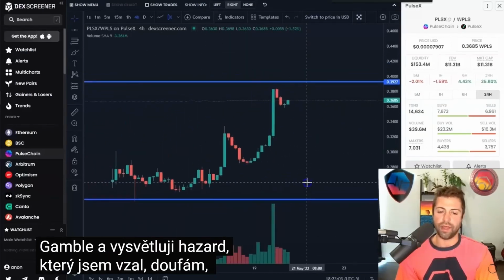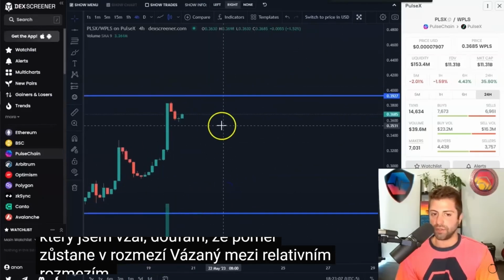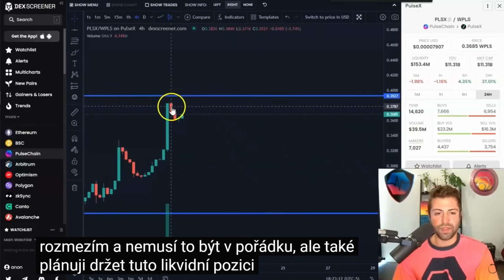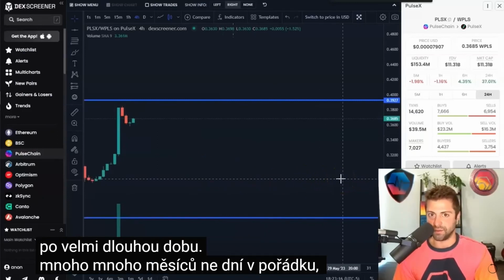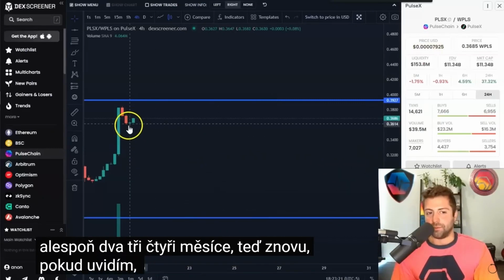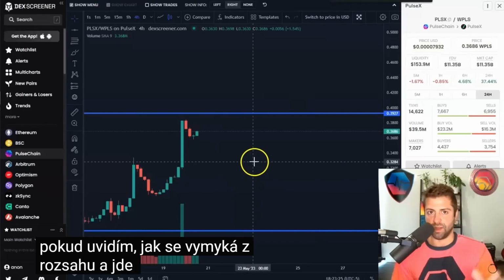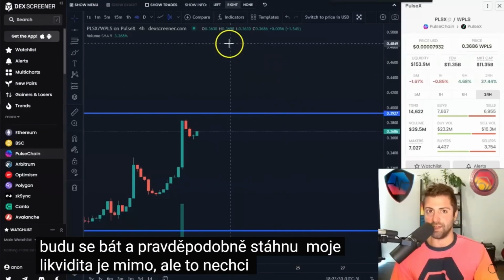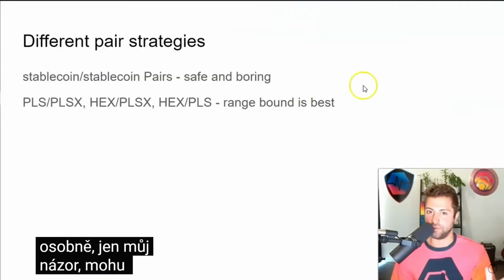I'm hoping that the ratio stays range bound in between a relative range, and it might not, okay? But I also plan on holding this liquidity position for a pretty long time, for a matter of many, many months, not days, okay? Hopefully at least 2, 3, 4 months. Now again, if I see the price really running away from me, if I see it breaking out of a range and going extremely high, then I'll get scared and I'll probably pull my liquidity out. But I don't want to see that, and I don't think that's really going to happen, personally. Just my opinion, I could be wrong.